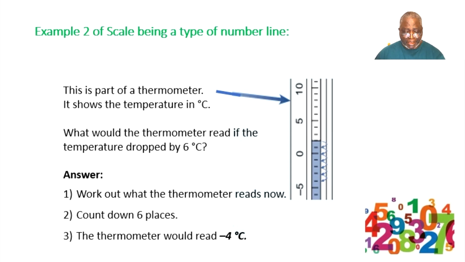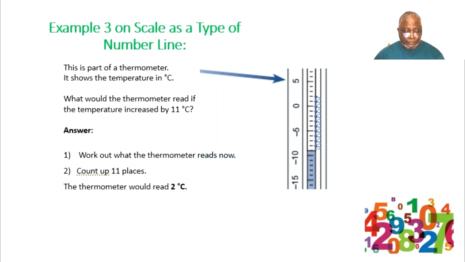Yes, you start counting down. And don't forget, when you get to the negative, the number increases as the temperature gets lower. So you work out what the thermometer reads now. You count down 6 places, and the thermometer would read -4 degrees Celsius. Let's look at another example. Work out what the temperature would be if it increases by 11 degrees Celsius.